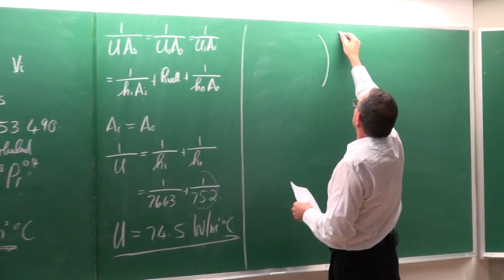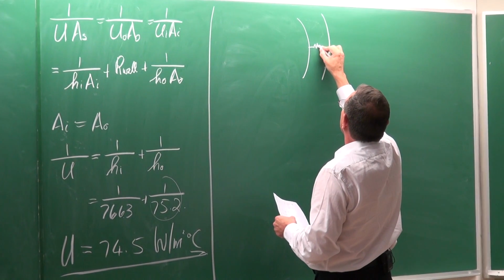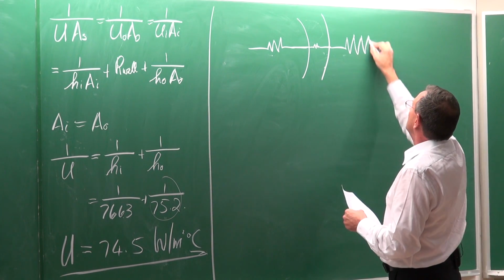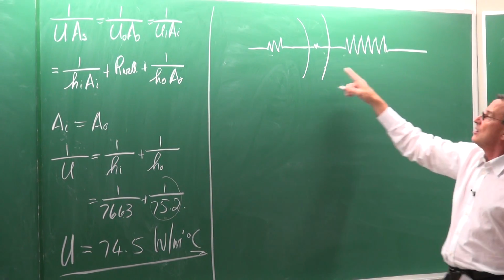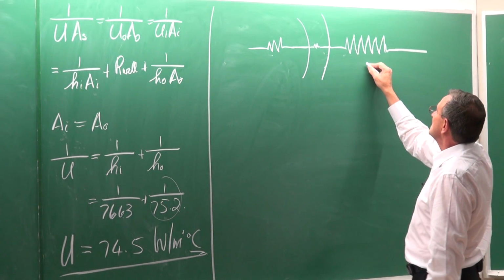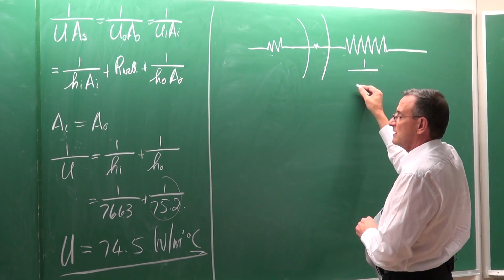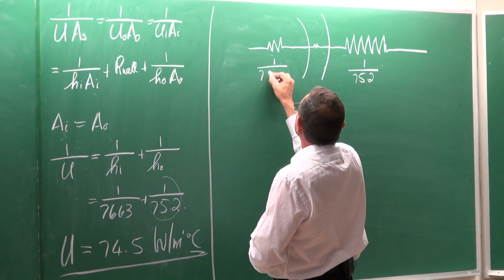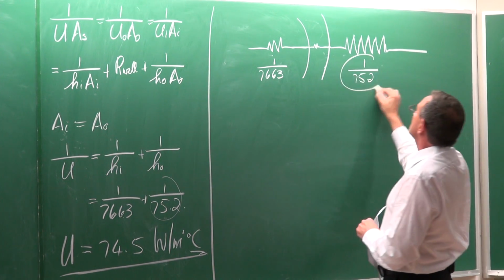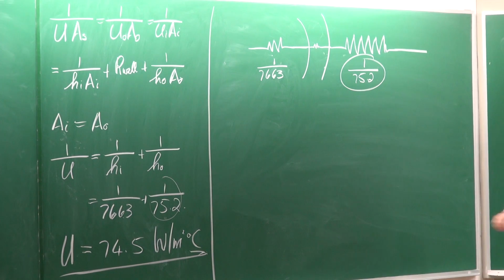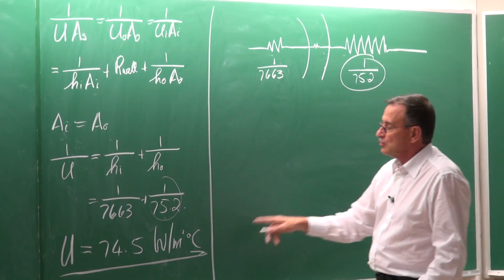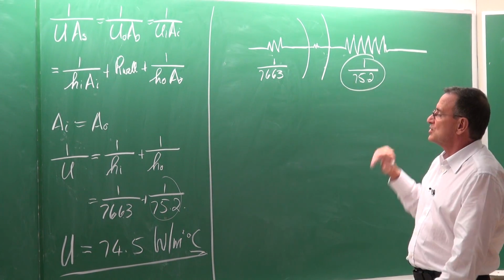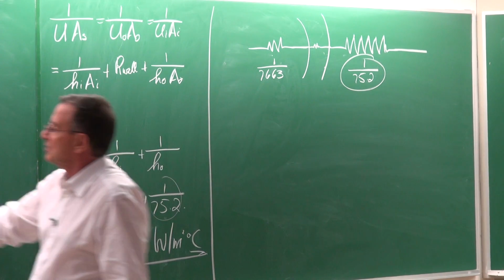So just schematically, that resistance there is very small. There's a resistance there, and then we've got this resistance which is about 10 times larger than that one. So this resistance is equal to 1 divided by 75.2. That resistance is 1 divided by 7,663. So this is our problem. That one is negligible, and you can see the answer, 74.5, is almost the same as that of the heat transfer coefficient on the outside.